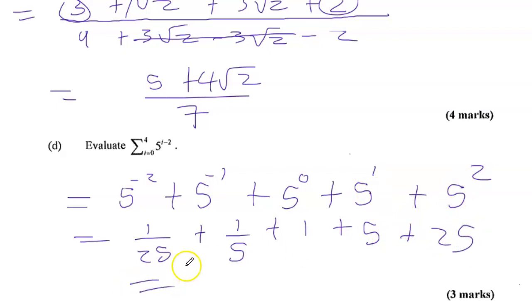Add all these values, we end up with, so 5 and 25, that's 30. And 1, 31. So 31 and 1/5. And we can convert this to a denominator of 25. So it's 31 and 6 over 25. So that's 31 and 6 over 25.